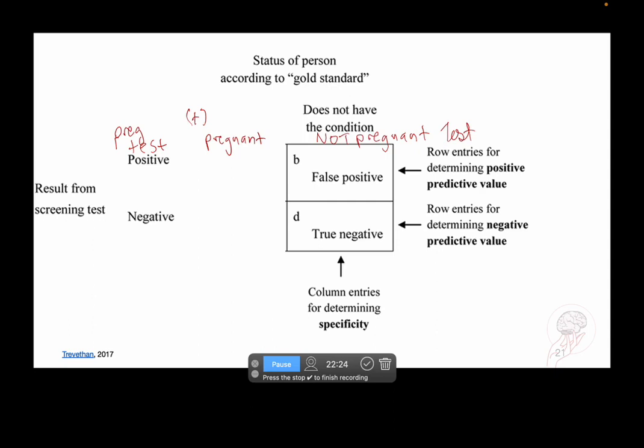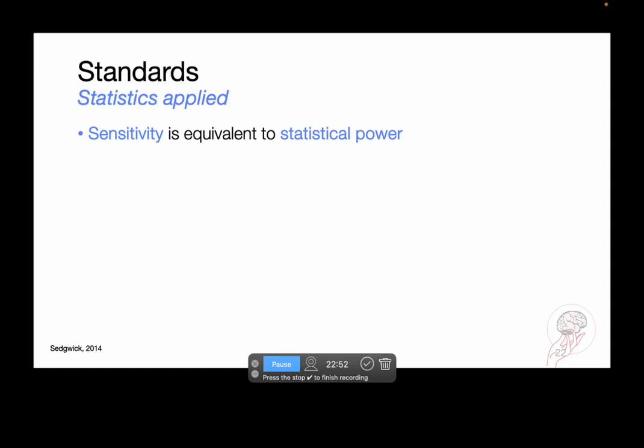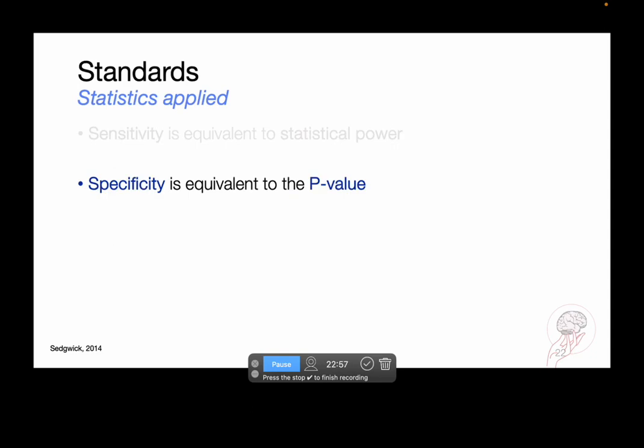If the person is not pregnant, but the test says they're pregnant, that's a false positive. If a person is not pregnant and their pregnancy test is negative, that's a true negative. So again, this is specificity. Specificity is if the person doesn't have it. Sensitivity is if the person does have it, whatever it is. Sensitivity is also equivalent to statistical power, where specificity is the same as the p-value.